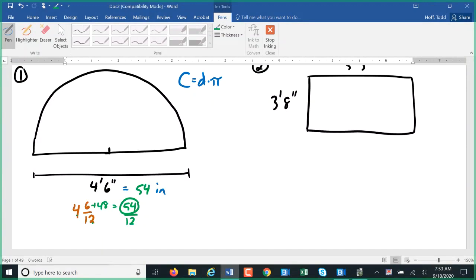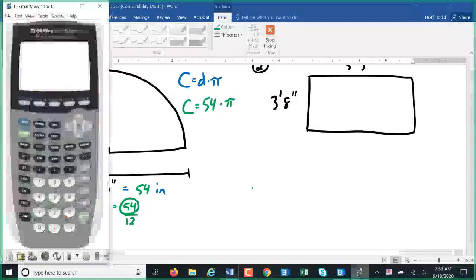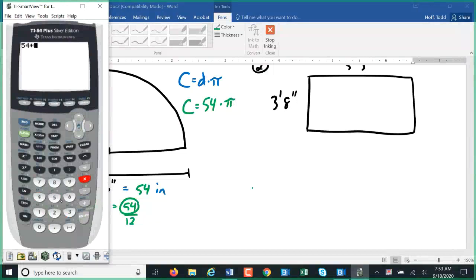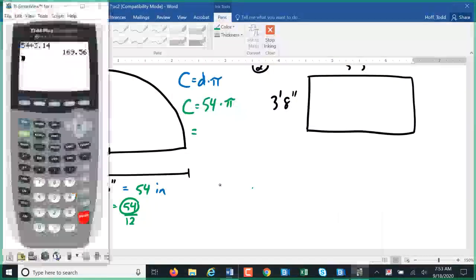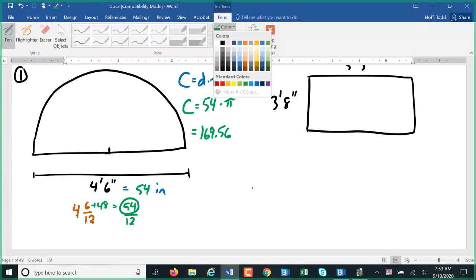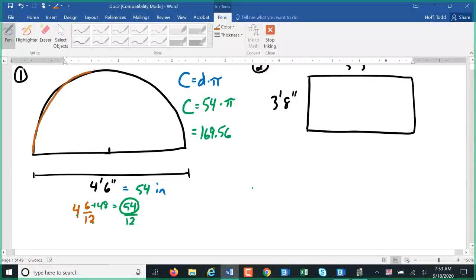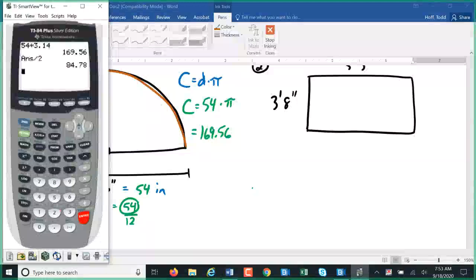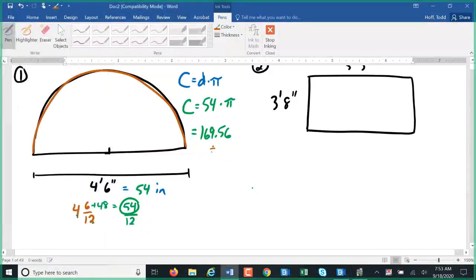And now to find the circumference of a circle, it's going to be 54 times pi. Now you can either use your pi key or you can just use 3.14. I'm just going to use 3.14 here. That complete circle would have a circumference of 169.56 inches. But this is not a complete circle. It's only half a circle. So I have to divide that by 2. 84.78 inches.